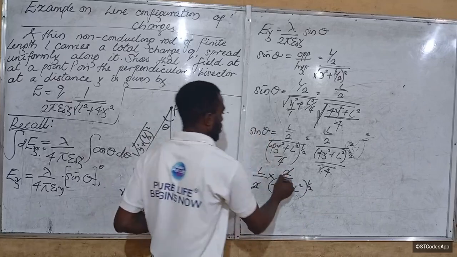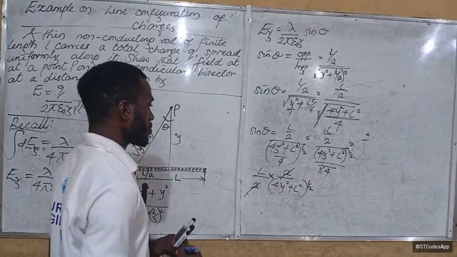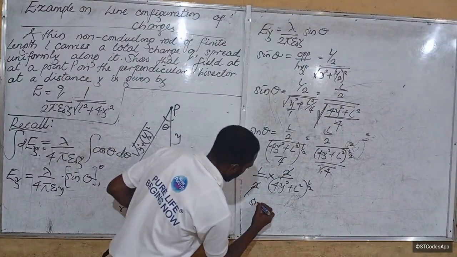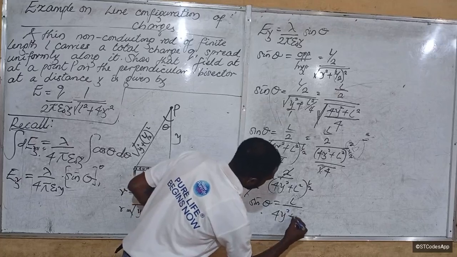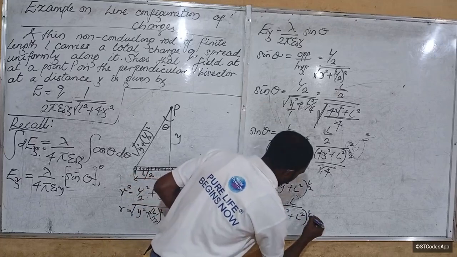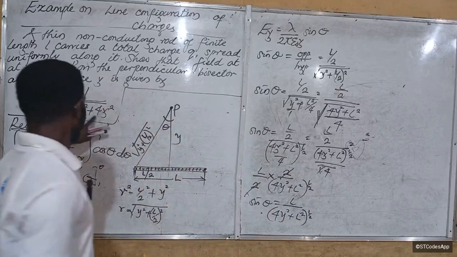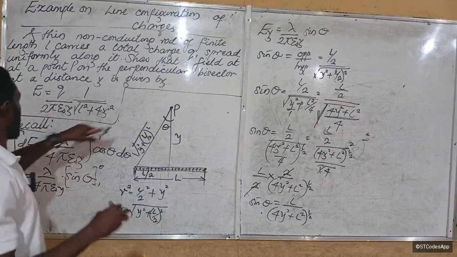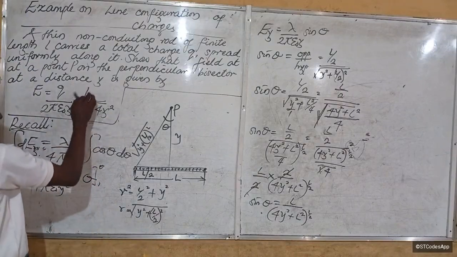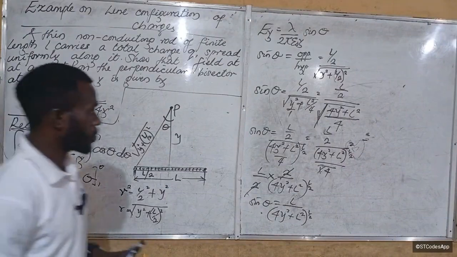Okay, so this takes care of this. So we are now left with our sine theta has now become L over 4y squared plus L squared all raised to the power half. It's looking like it, right? Or square root of that. Now this is going to be L. No, okay, it's 1. Okay.